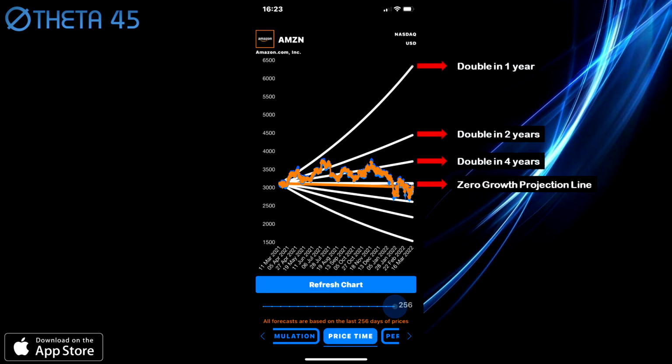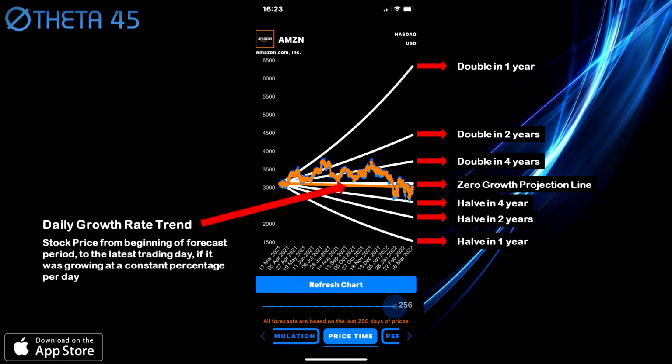The curved lines above the zero growth line? These are the doubling projection lines, which tell you if the stock price, from the beginning of the forecast period, is projected to double in 1 year, 2 years, or 4 years. And the curved lines below the zero growth line? These are the halving projection lines, which tell you if the stock price, from the beginning of the forecast period, is projected to halve in value in 4 years, 2 years, or just a year.